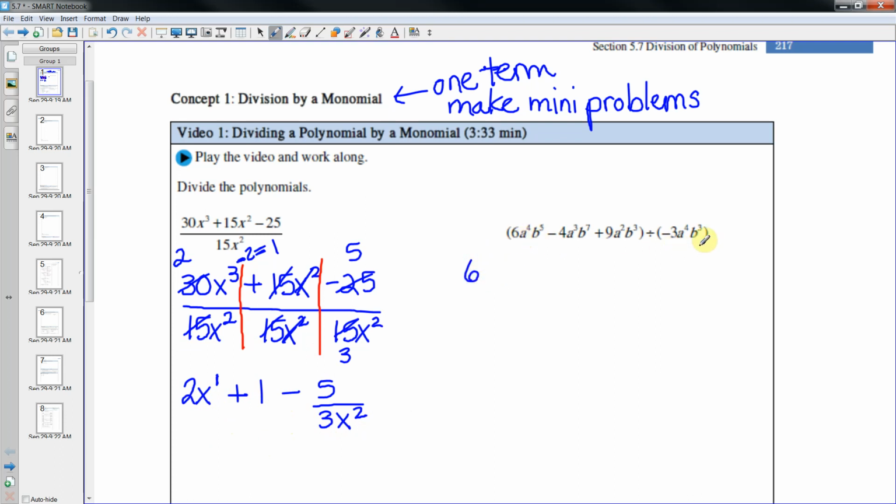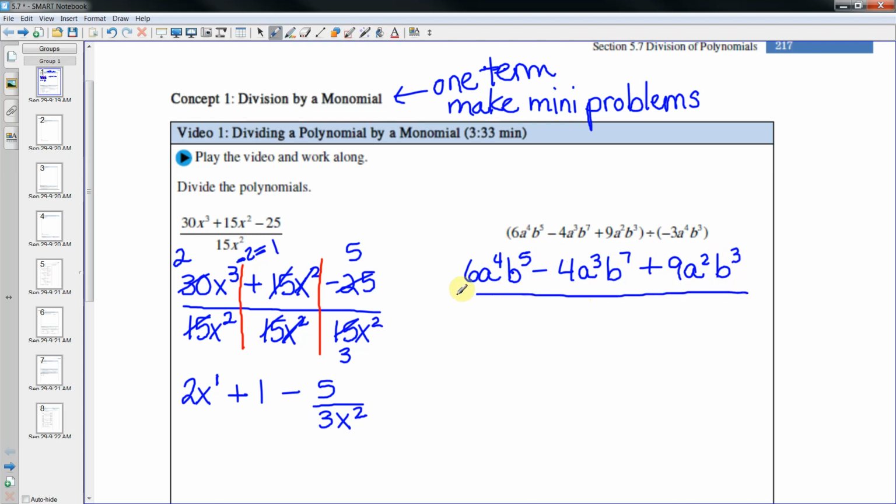Now, you could have it written with a division symbol. If I have it written like that, I rewrite it anyway because I like to have them stacked. So I'm going to just copy the problem. But I'm going to make three little mini problems because again this has three terms in the numerator. And I'm going to put the negative 3a to the 4th b cubed on the bottom underneath each one to make my problems just a little bit easier to see when I do the canceling.